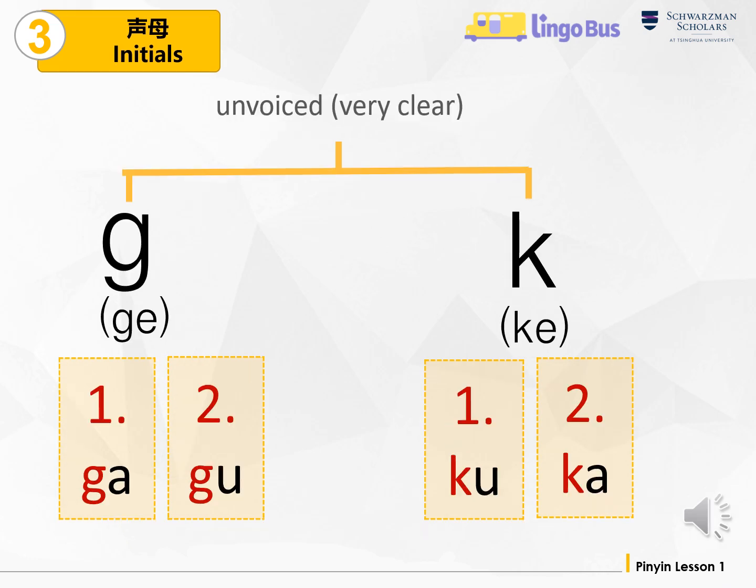To pronounce the pair 哥 and 科, we use the final e, much like the 波 and 坡.